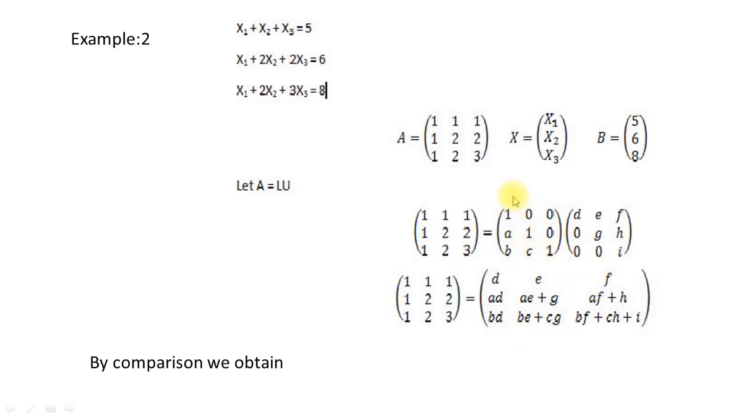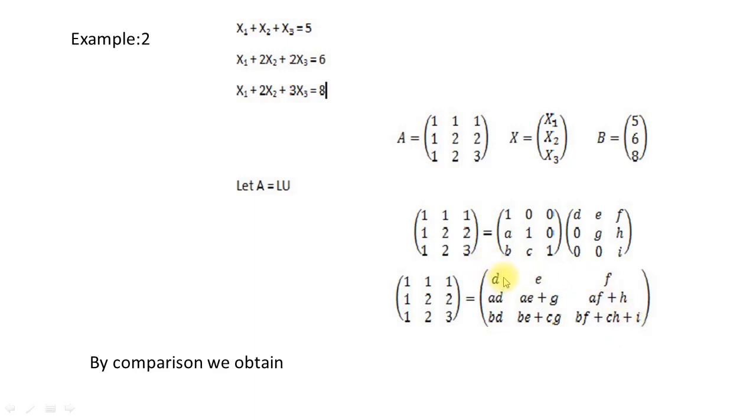And in the previous example, you saw that we can first find the upper triangular matrix by converting the matrix A into the echelon form, and then we can easily find the lower triangular matrix. But this is the other method. We can multiply the L and U matrices, we obtain a single matrix, and then by comparing we can find these unknowns. So after multiplying these two matrices, we obtain D, E, F; AD, AE plus G, AF plus H; BD, BE plus CG, BF plus CH plus I.